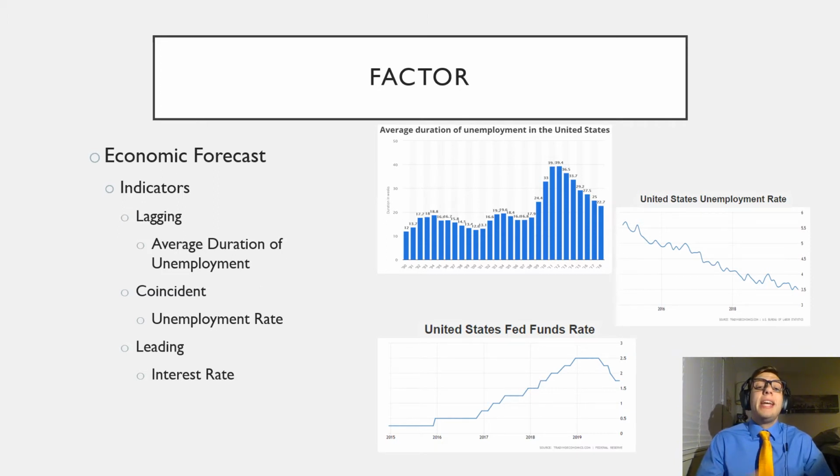Looking at the coincident indicator, we look at the current United States unemployment rate. The unemployment rate is the rate of people who are unemployed but still looking for work. And as you can see, the unemployment rate in the United States has dropped significantly in the past few years.